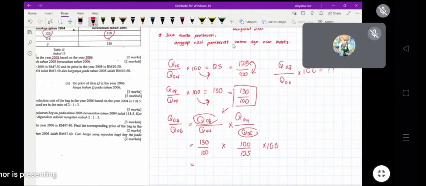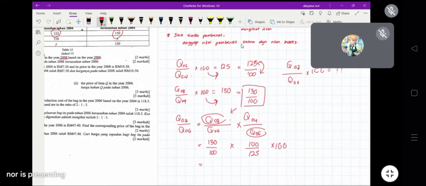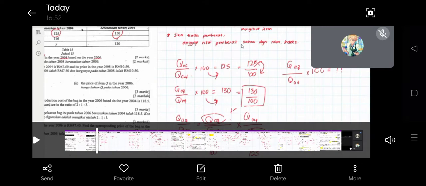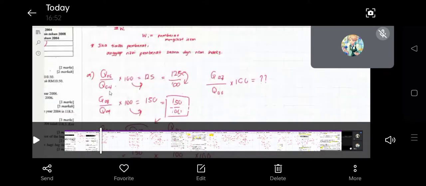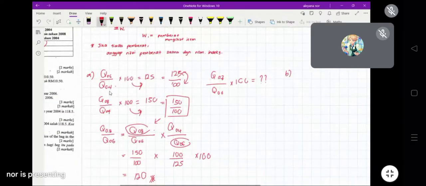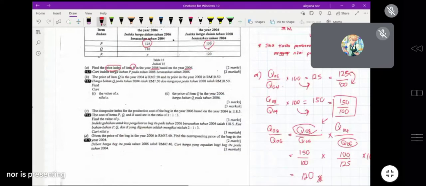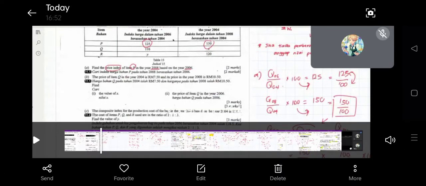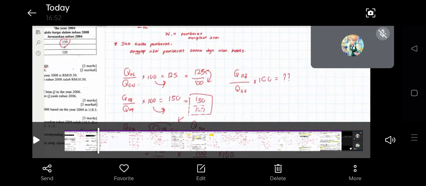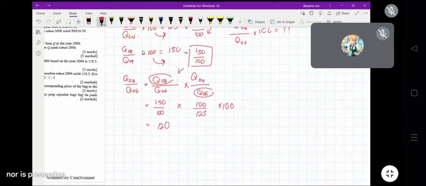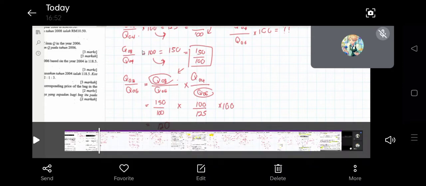She wrote that 6 per 5. Speed run. You get 6 per 5 divide by 5. Over here you get 6 per 5 darab dengan 100. She did it a faster way: basically 150 per 100 multiply 100 per 125 multiply 100, you get 120. Okay, that's for A.